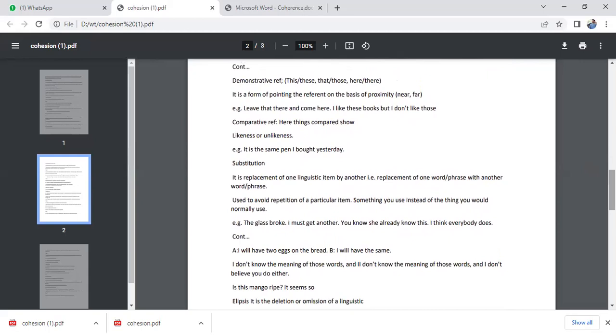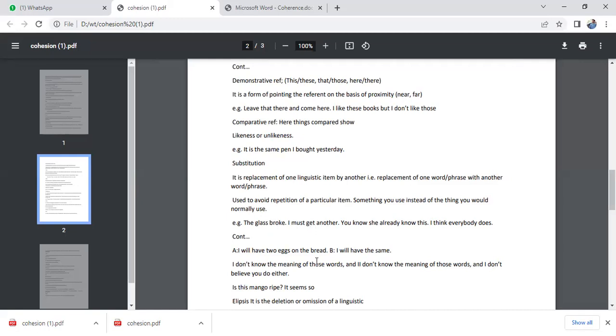Again is the reference. Now we will come towards substitution. It is the replacement of one linguistic item by another, replacement of one word or phrase with another. Sometimes we substitute a word, and we bring another word in the same place and use it. For example, the glass broke, I must get another.